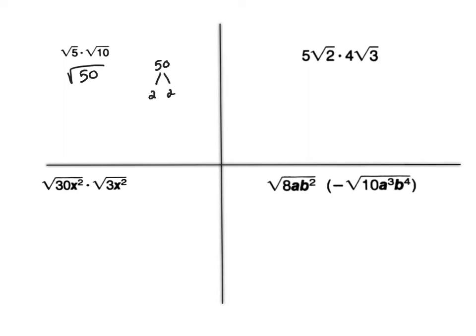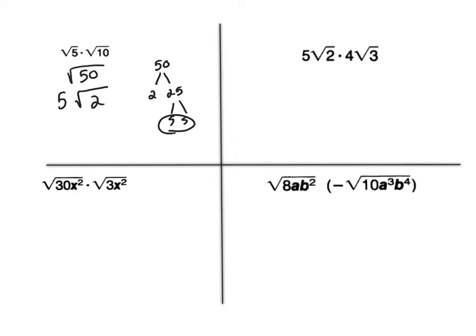So I have 2 and 25. 25 is 5 and 5, a pair of 5s. So the pair goes to the outside. The prime number stays on the inside, so I get 5 square roots of 2. Everything we're doing in this lesson is based on that. Sometimes we'll add in some variables, but things don't really change. You're still doing the same basic concept.